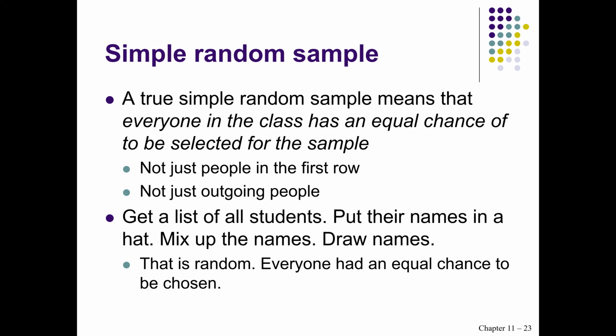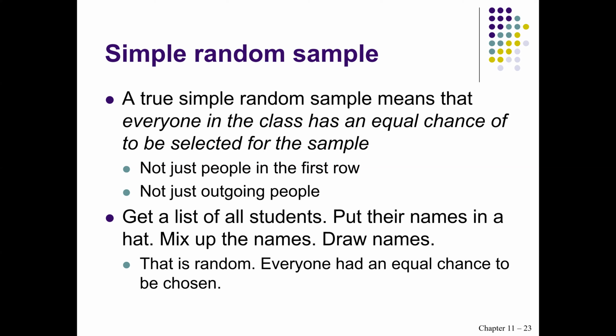So a true simple random sample for selecting students from our class would be to take all 23 people in our class, write each person's name down on a little sheet of paper, fold that piece of paper up, and then put all their names into a hat or a box or something, mix them all up really, really well, and then draw names out of the box. So draw 6 names out of the box or 6 names out of the hat. That would be a simple random sample.